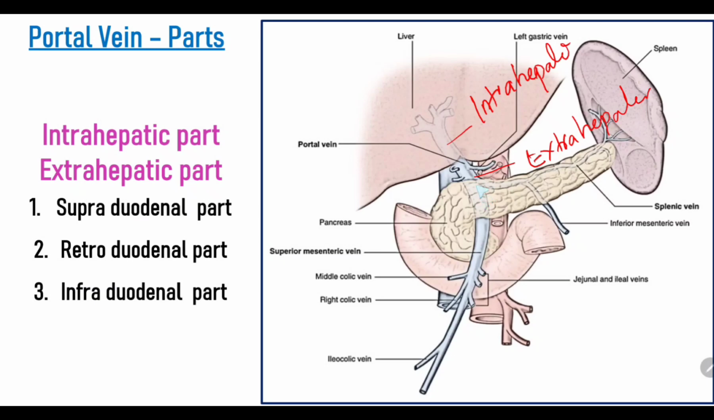Then the extrahepatic part can be divided into supraduodenal, retroduodenal and infraduodenal parts. So here we have the duodenum: above the first part of the duodenum is the supraduodenal part, behind the first part we have the retroduodenal part, and below the first part of the duodenum we have the infraduodenal part.